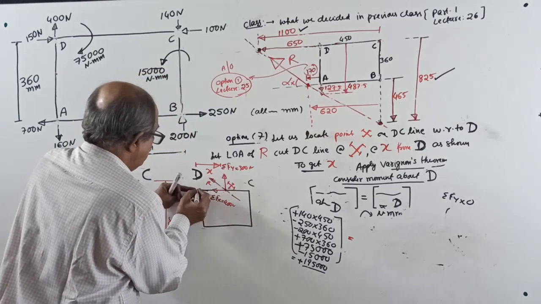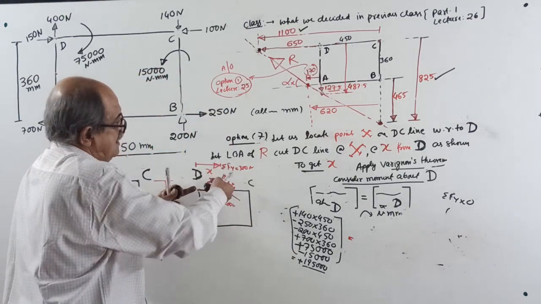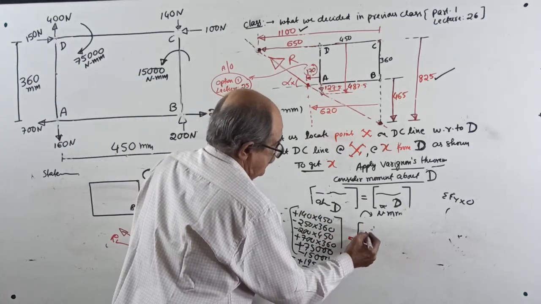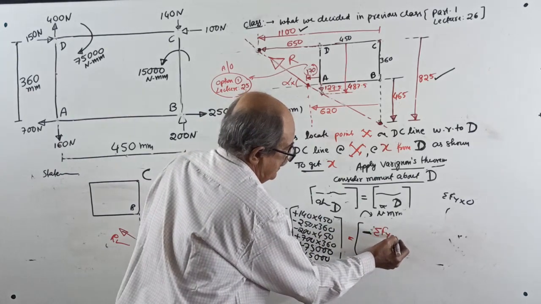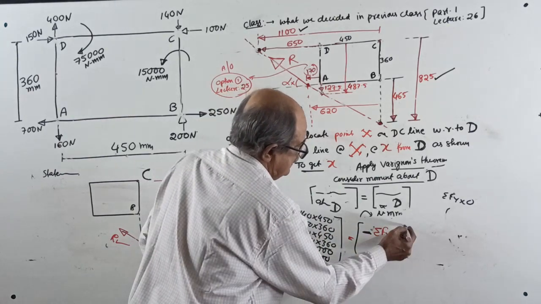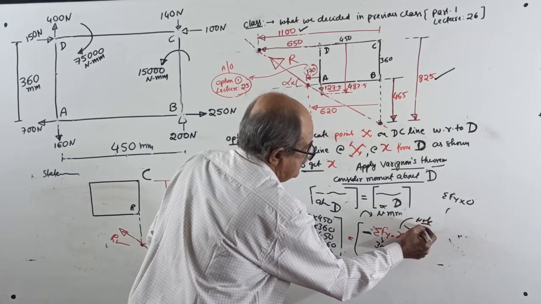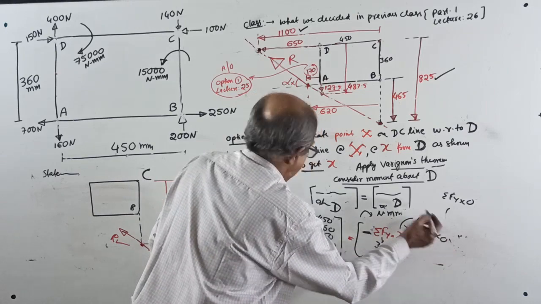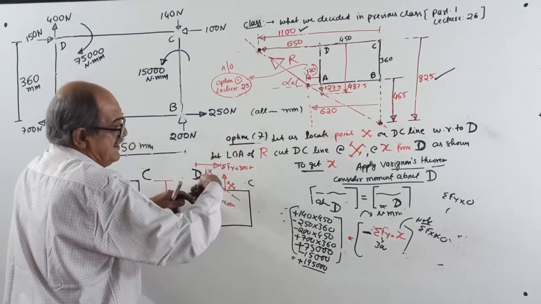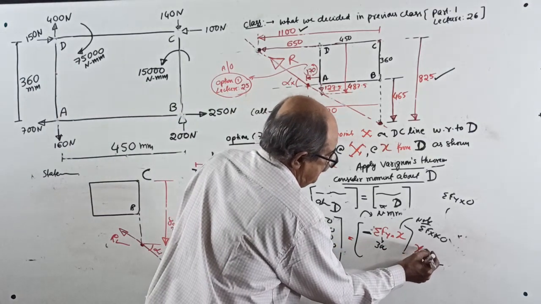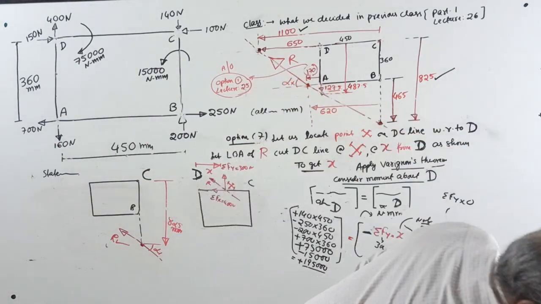Equal to moment about D here, now sigma Fy into X, anti-clockwise, minus sigma Fy into X. Sigma Fy equals 300. And make a note here: sigma Fx into 0. Why? When you take moment about this point, sigma Fx into 0, sigma Fy into X, anti-clockwise. Solve, you get the value of X.